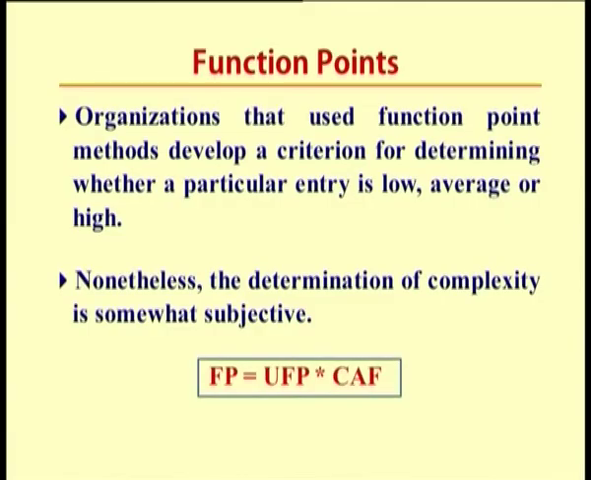So function point is to be calculated using this formula. Function point is equal to unadjusted function points multiplied by complexity adjustment factor. Already I have told you how to calculate the unadjusted function points. UFP is equal to summation of i equal to 1 to 5, summation of j equal to 1 to 3, zij into wij, which was the formula to calculate unadjusted function points.